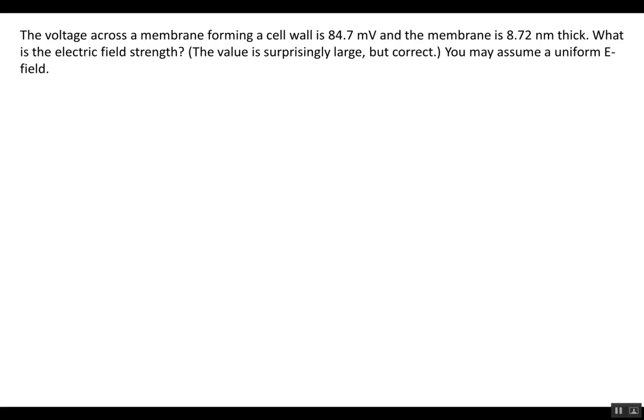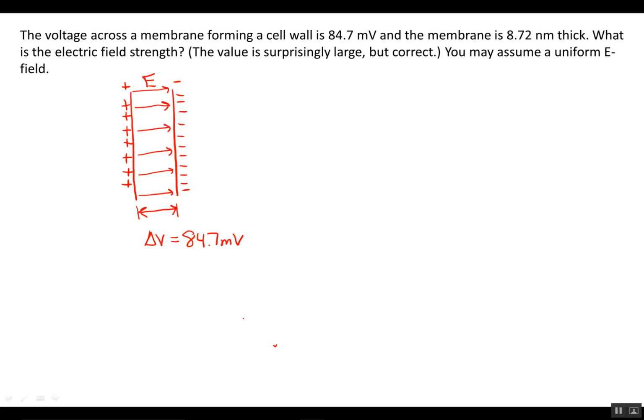And it says it's surprisingly large, but it's correct. And it says, importantly, assume it's a uniform electric field. So what you're supposed to assume is that this plasma membrane of this cell is effectively a parallel plate capacitor. And let me draw a picture. Okay, so here it is. You have a cell membrane that has some thickness, and the thickness is, in this case, d is 8.72 nanometers. And there's a voltage difference across the cell membrane. And that's because the outside of the cell is more positive than the inside of the cell.